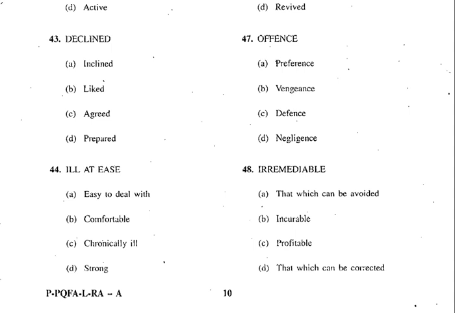This is how you have to think about it. Remember these phrases, then you will be able to find the right answer. Easy to deal with, comfortable, chronically ill, strong. So we know that at ease means comfortable, ill at ease means uncomfortable. So what is the opposite of uncomfortable? That is comfortable. So let's move on to the next one, the 45th one.